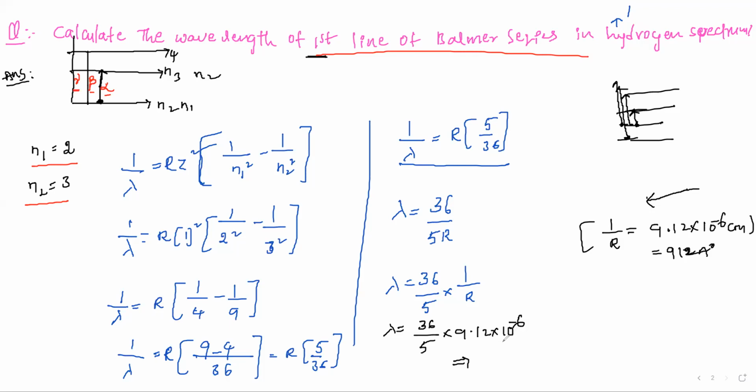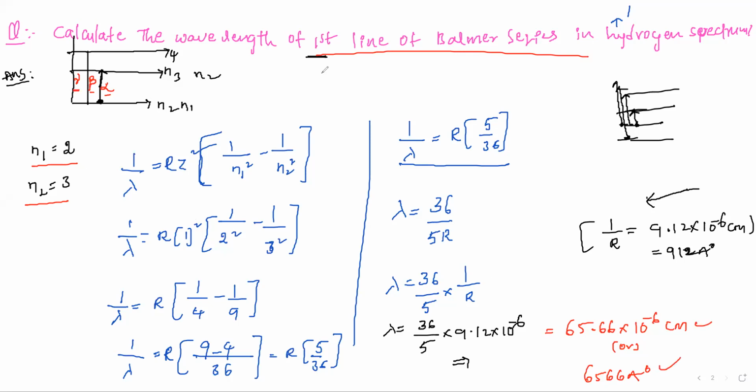Okay, I will give the answer here. The answer will be 65.66 into 10 to the power of minus 6 centimeters. Or we can take this as 6566 angstroms also. Both are the same. Okay, is it clear here?